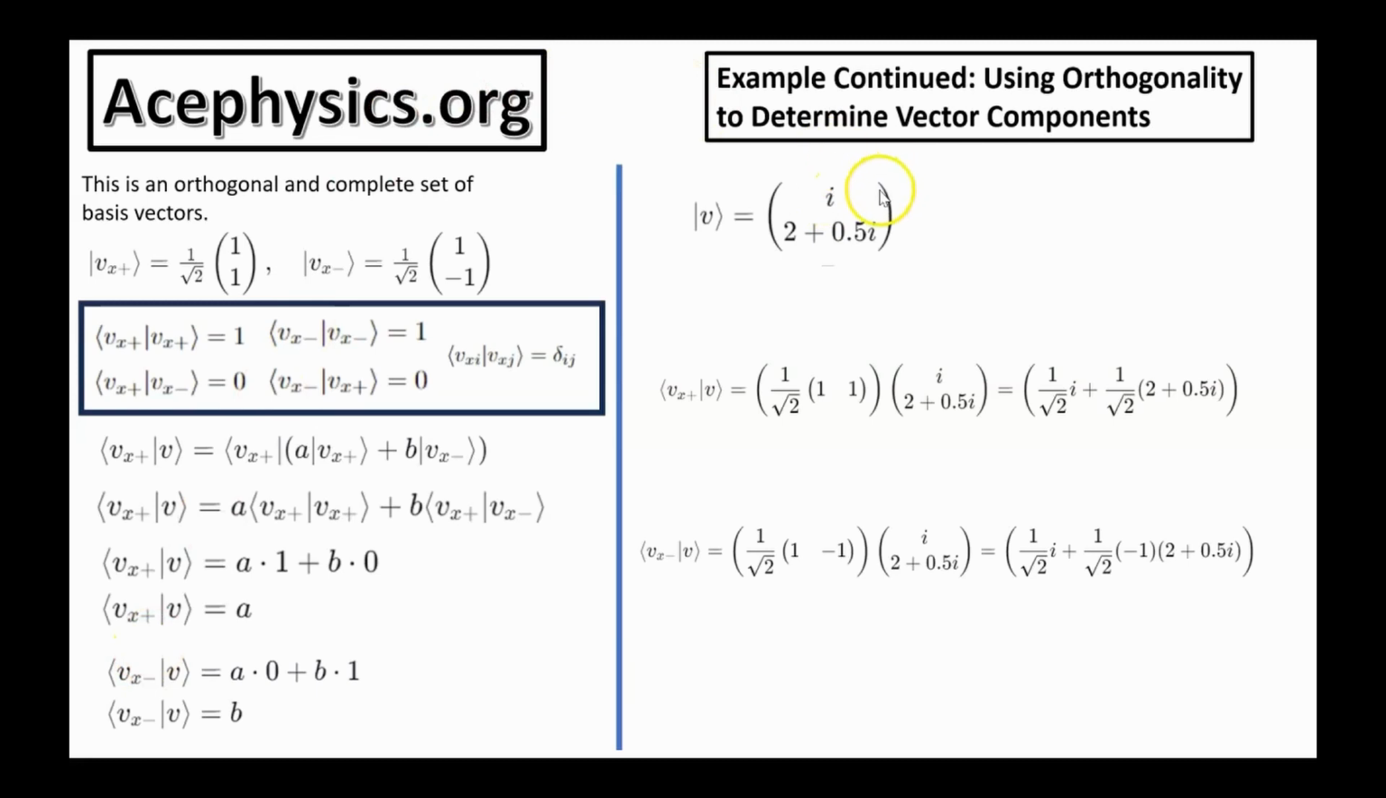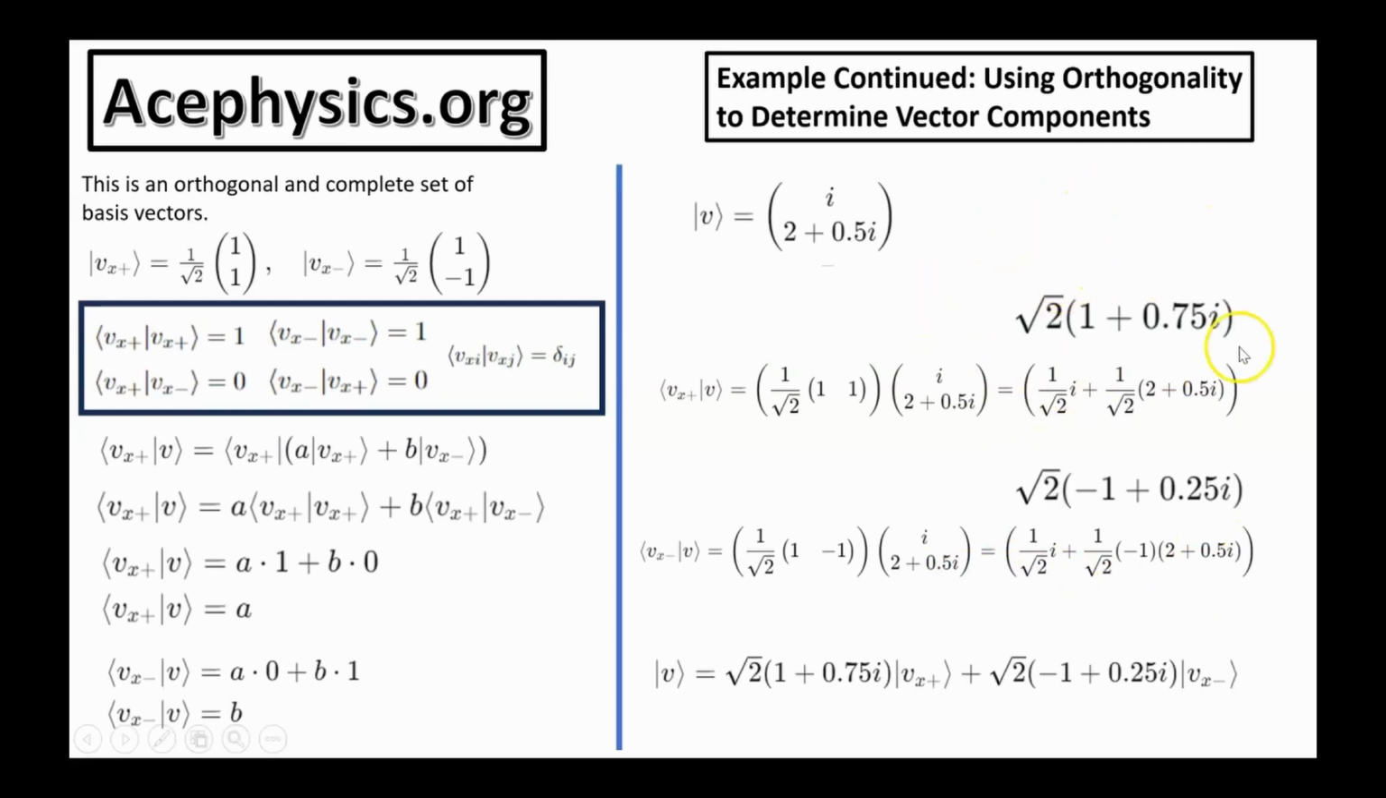Let's take a look at the example that we've been looking at from the previous slide. Here's a vector v. If I want to know how much of v is in the plus x direction, I take the inner product of plus x with v. That calculation is here. If I want to know how much of the vector v is in the minus x direction, I take the inner product of minus x with v, and that's this calculation. And what you get is a, the amount of plus x, is equal to root 2 times (1 plus 0.75i), and b is equal to root 2 times (minus 1 plus 0.25i).